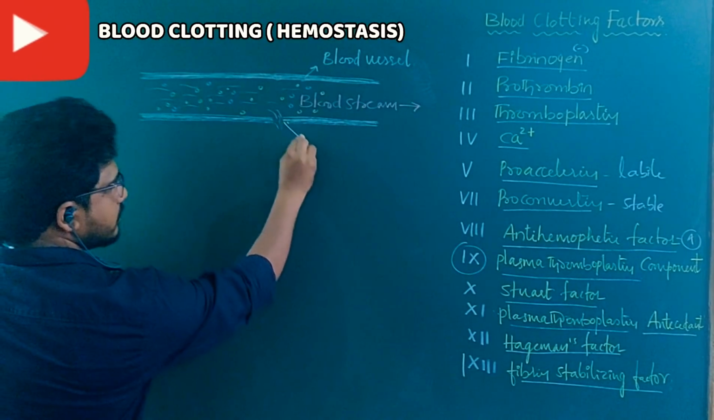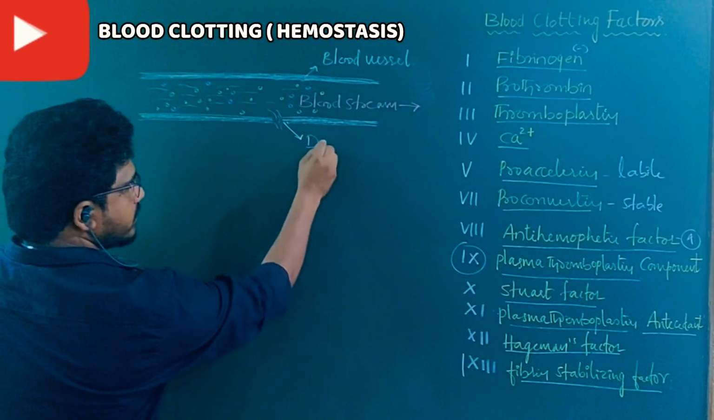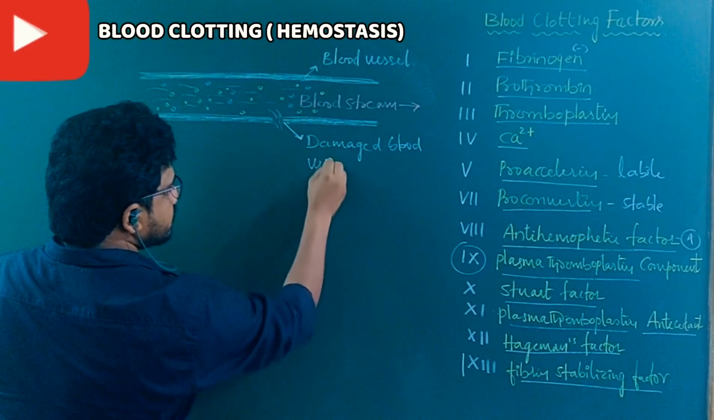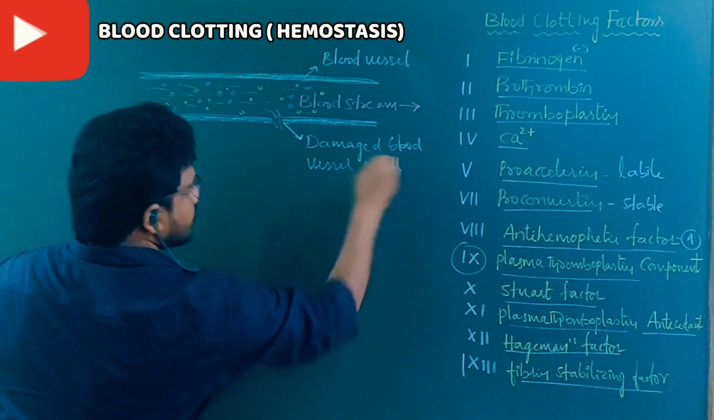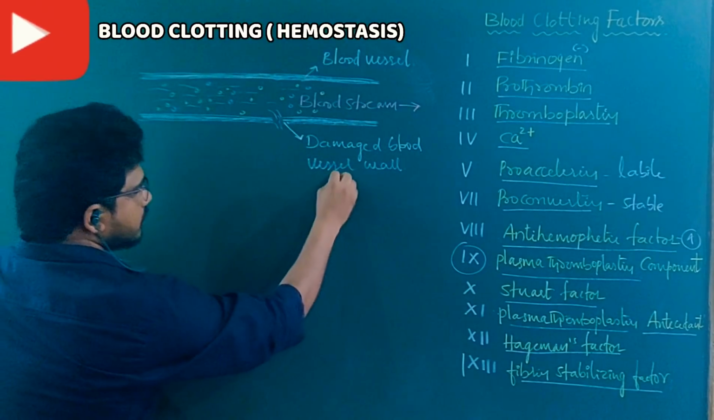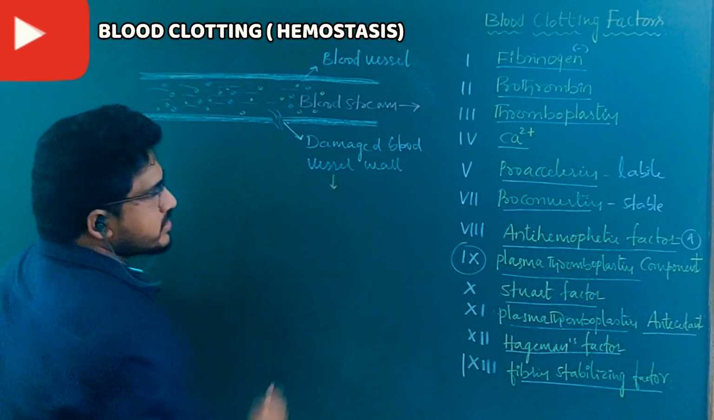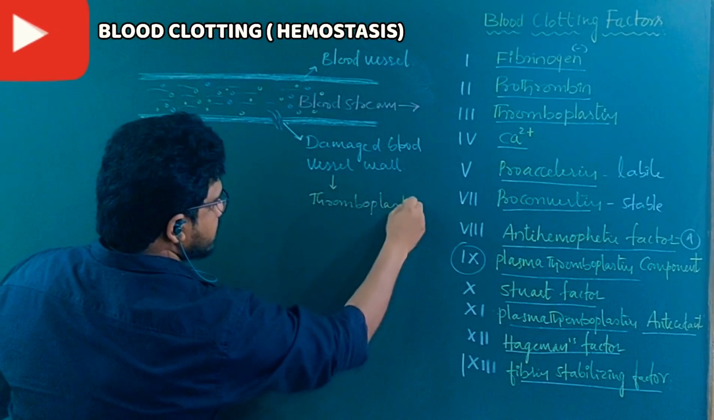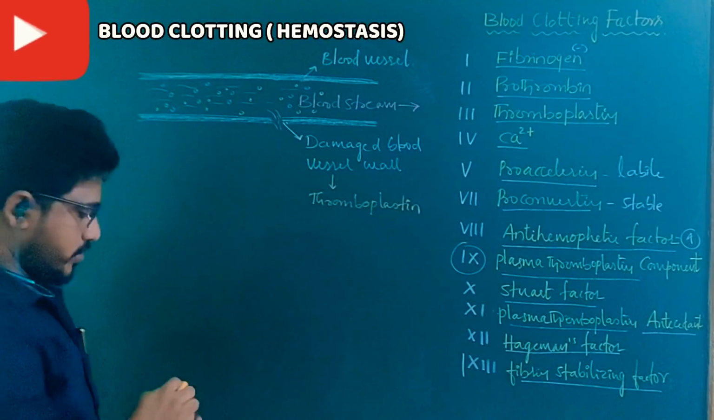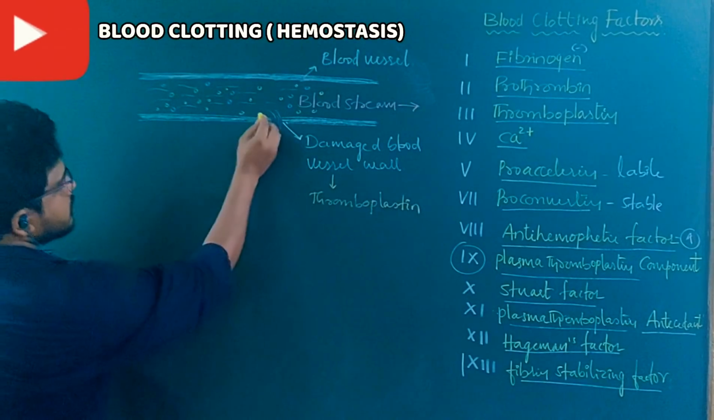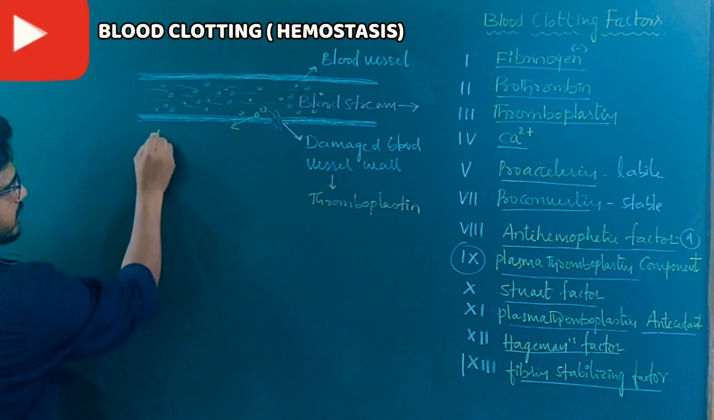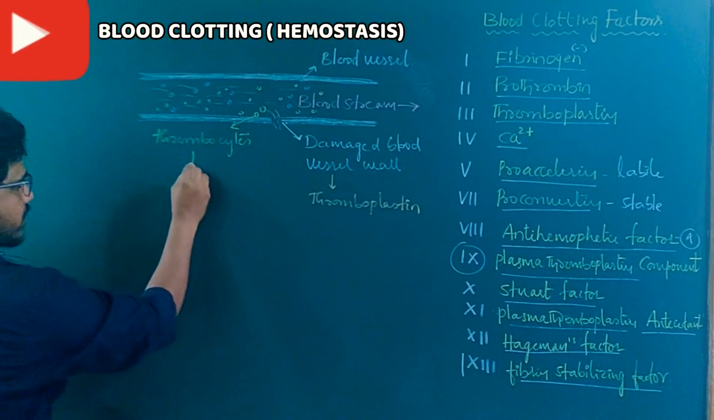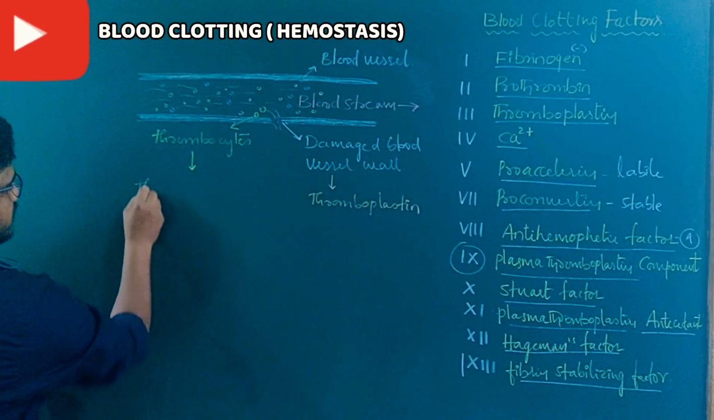Once a trauma happened, this is the damaged blood vessel wall, right? From the damaged blood vessel wall, a chemical will be released. I already told you that is thromboplastin. Thromboplastin will be released by the damaged blood vessel wall. At the same time, inside, so many blood platelets are also there. They are also called thrombocytes. These thrombocytes are also releasing the same chemical, that is thromboplastin.